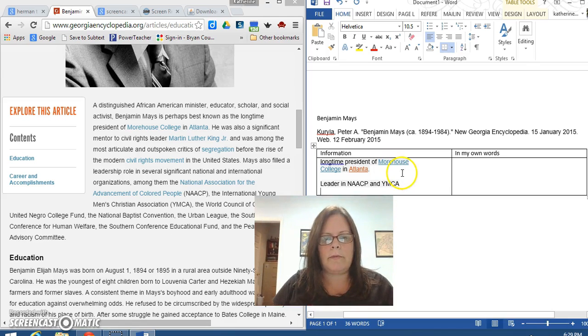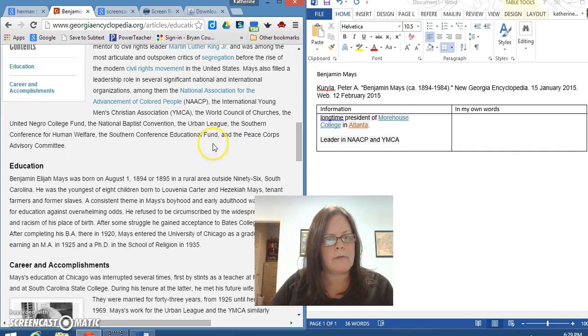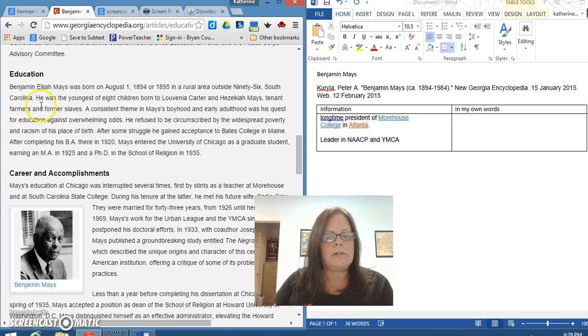And the reason for me that I would include these is, first of all, it shows that he is active in civil rights as a leader in the NAACP, but he's also active in wanting to help everyone and promote a good positive lifestyle by being an active leader in the YMCA. And you can definitely scroll down and see some of the other organizations that he led.